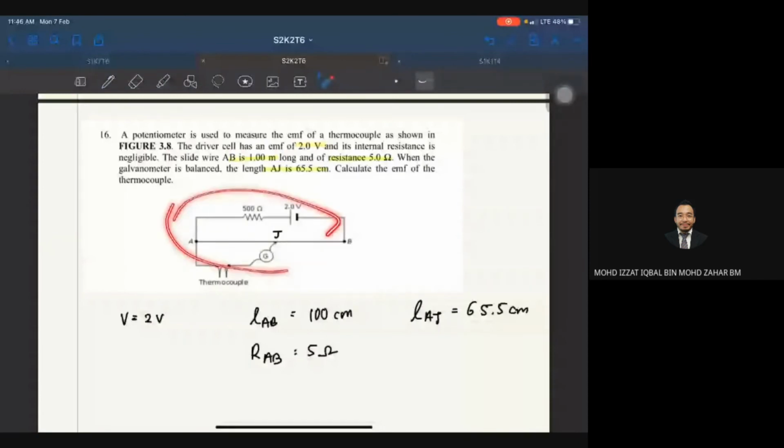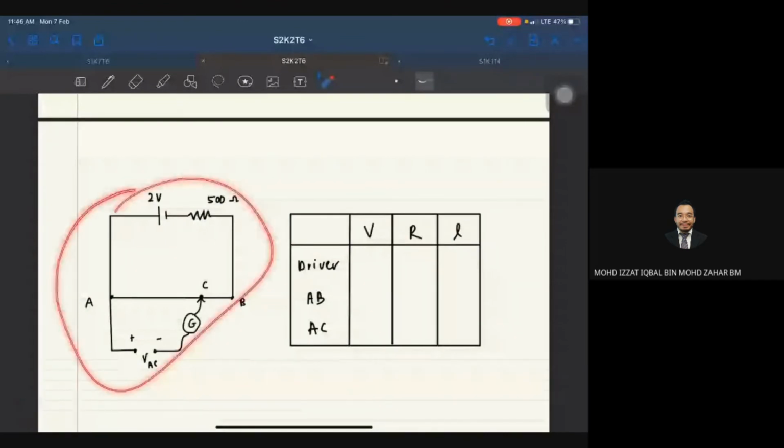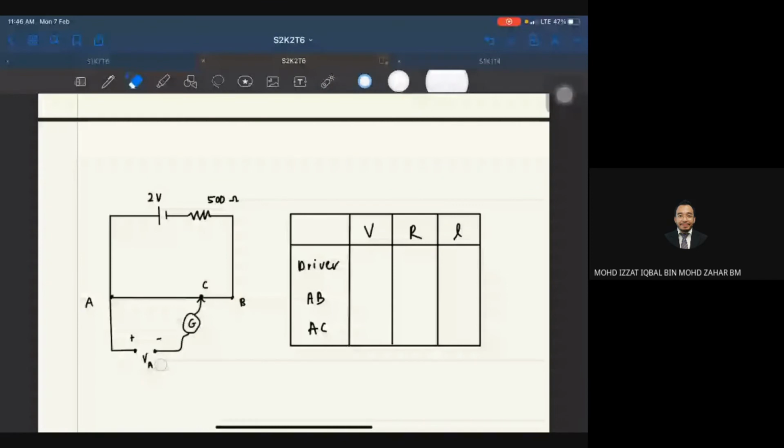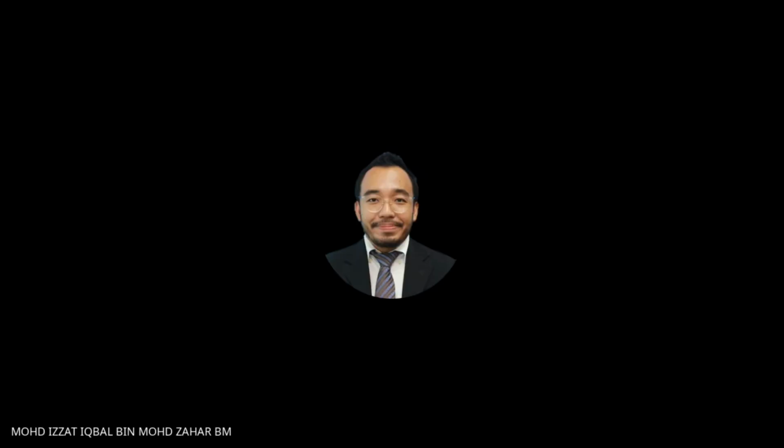So I try to redraw the circuit. I use the same circuit as above earlier, I just switch it back to here. So this one, instead of C, it uses J. The plus symbol is there so that you don't get confused. Then they give you 2 volts and 500 ohms. And they also give you this one. I just copy everything over here.